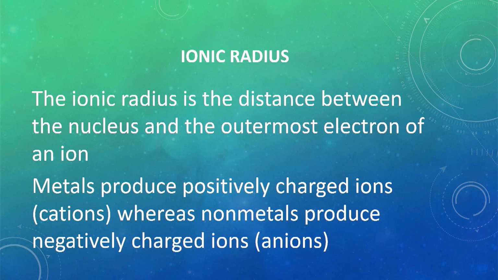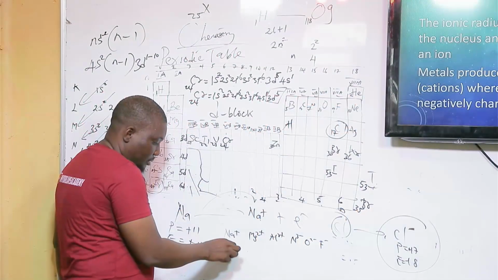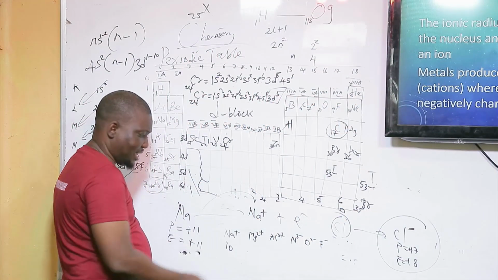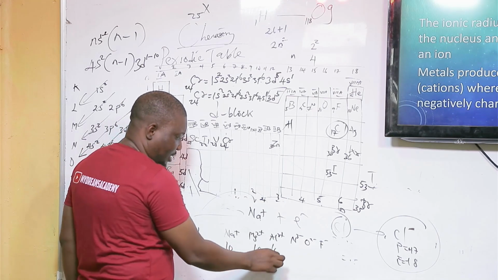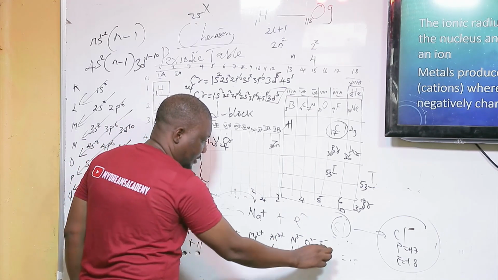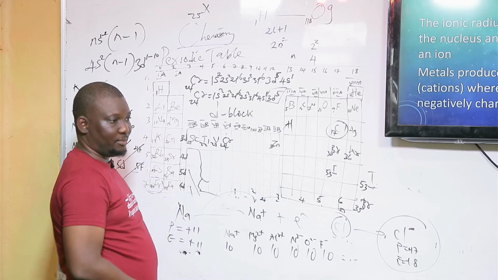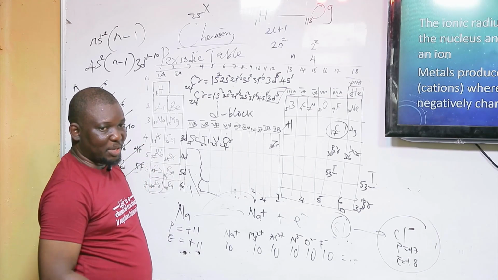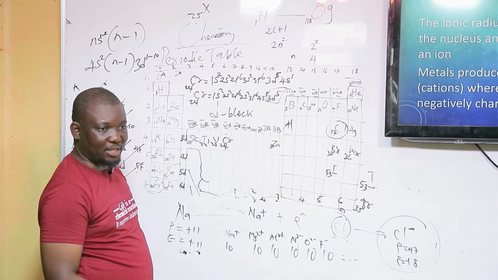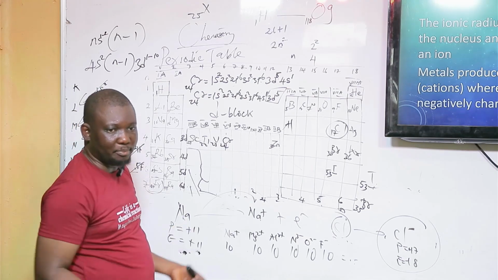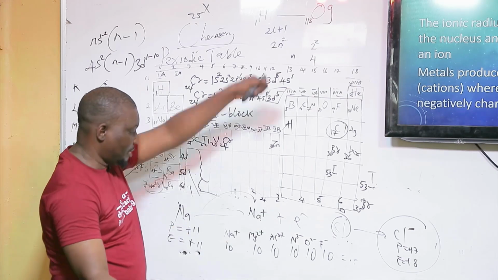How many electrons are there in the sodium ion here? 10. How many here? 10. How many here? 10. Species or substances with the same number of electrons are called isoelectronic. Iso means the same. So all these species are isoelectronic.